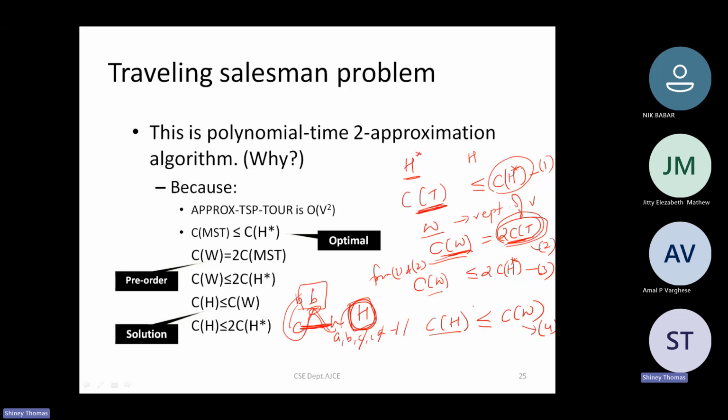Now look at equation 3 and equation 4. How can you conclude now? C of W is less than twice C of H star, and C of H is less than C of W. So you can conclude that C of H is less than twice the cost of the optimal solution. This is what we are trying to prove. The cost of the approximate traveling salesman solution will be at most twice the cost of the optimal traveling salesman solution. Did you understand? Is it okay?